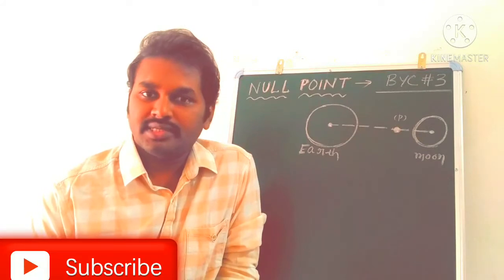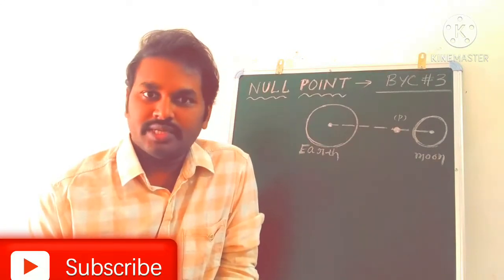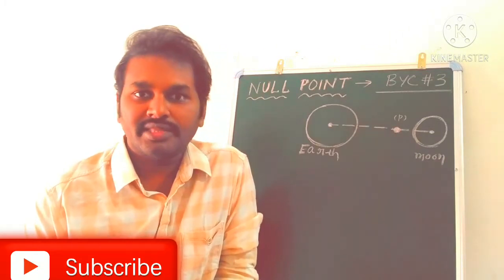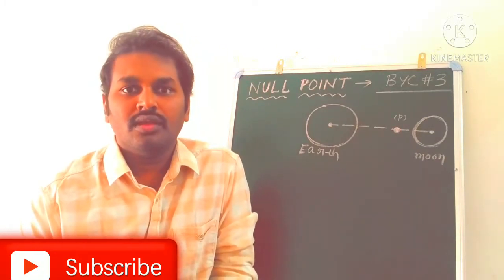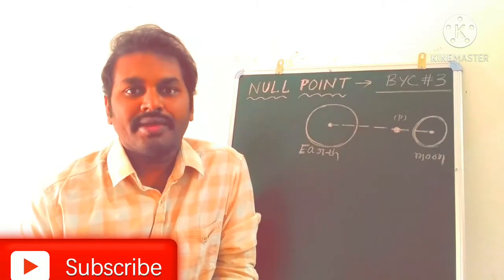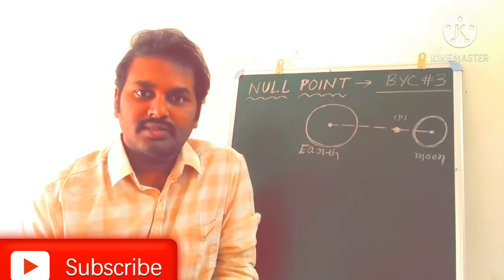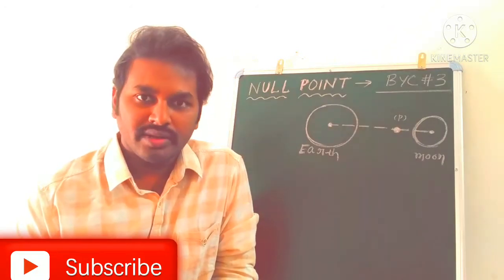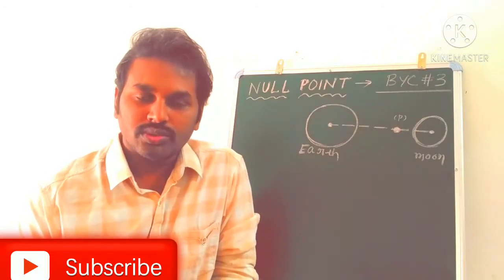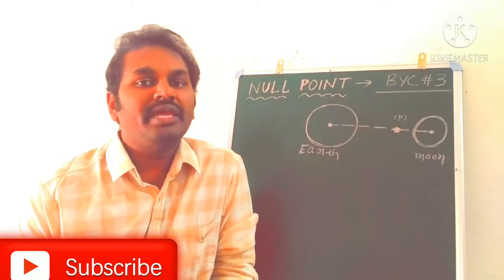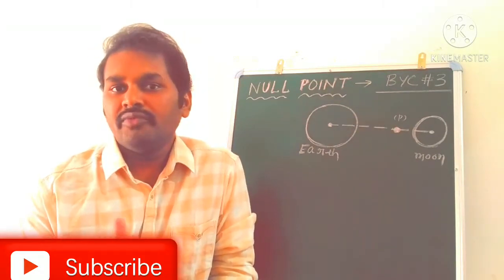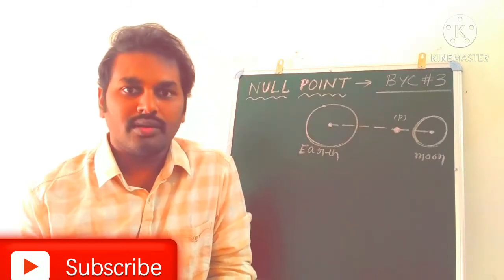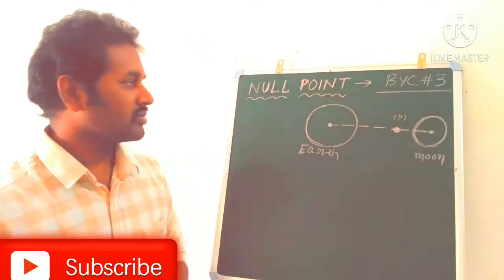So in this section we can see Build Your Concept 3 from the topic gravitational field intensity, and the chapter is gravitation. Here we are going to find a null point, which means at a particular point the net field intensity due to the given masses should be equal to 0. And here we are going to find the position of the null point. Let us see the situation.